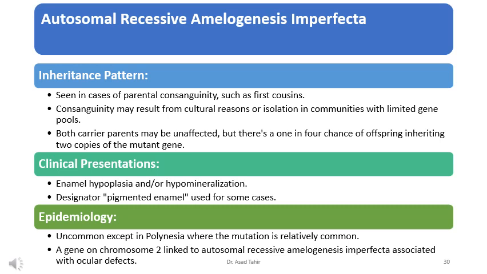Clinical presentations. Enamel hypoplasia and/or hypomineralization. Pigmented enamel is seen in some cases. Epidemiology. Uncommon except in Polynesia, where the mutation is relatively common. A gene on chromosome 2 is linked to autosomal recessive amelogenesis imperfecta associated with ocular defects.